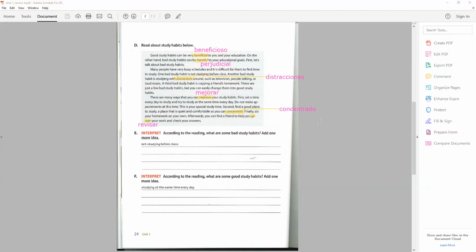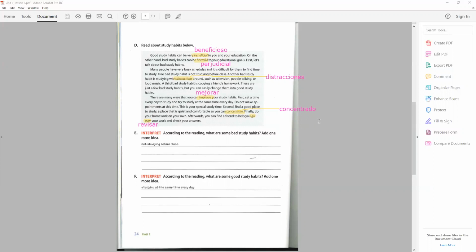Good study habits can be very beneficial to you and your education. On the other hand, bad study habits can be harmful to your educational goals. First, let's talk about bad study habits.